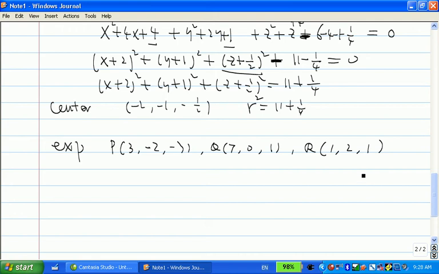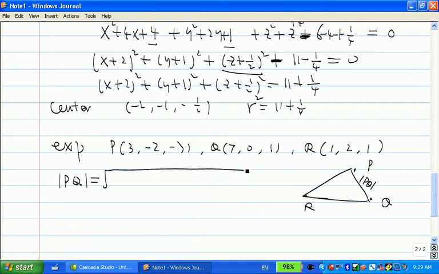So you have 3 points, say P, Q, R. They will form a triangle. To tell what kind of triangle it is, we need to find the lengths of the sides of this triangle. How do you find the length? You need to find the distance between 2 points. For example, find PQ. The length is the distance of 2 points. We use that square root formula to find the distance.